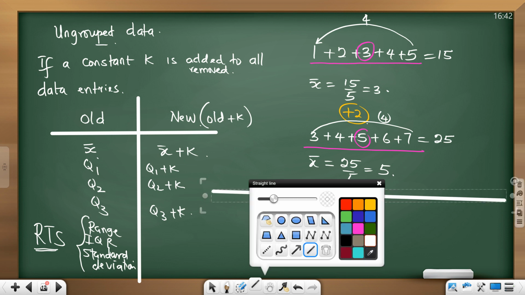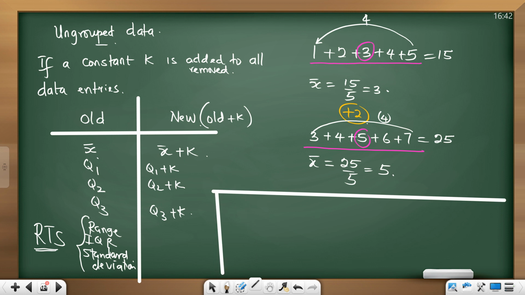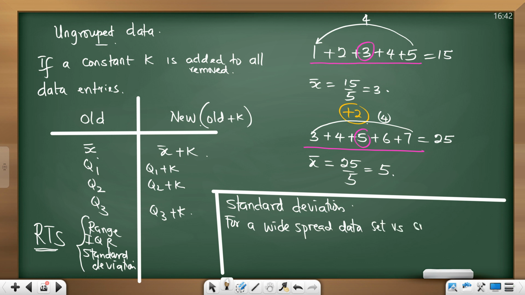I'm going there right now, which will help us answer. Standard deviation. All right. For a wide spread data set versus a small spread, the standard deviation for the wide spread will always be greater than the standard deviation for the small spread.